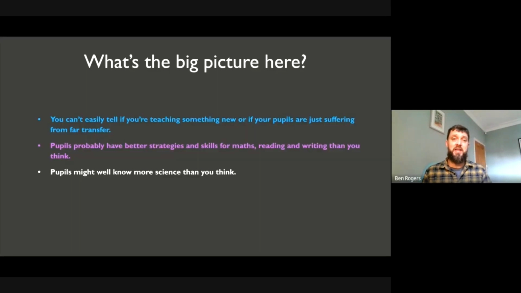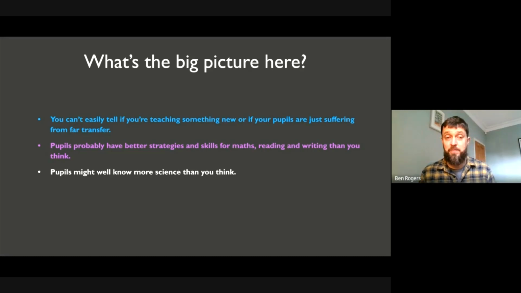Okay, so nearly the end. What's the big picture? I've got 3 big pictures, and I'm going to finish off with a super big picture. So blue one, you can't tell if you're teaching something new or if your pupils are suffering from far transfer. You can't easily tell. I think the best way to go is to talk to primary colleagues and say, what should they know? Look at their curriculum, look at their books, go and watch some lessons if you can, have some conversations.